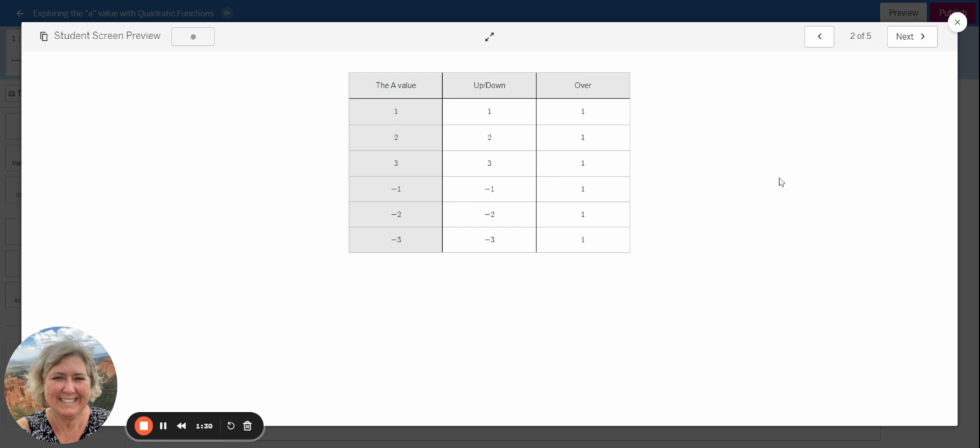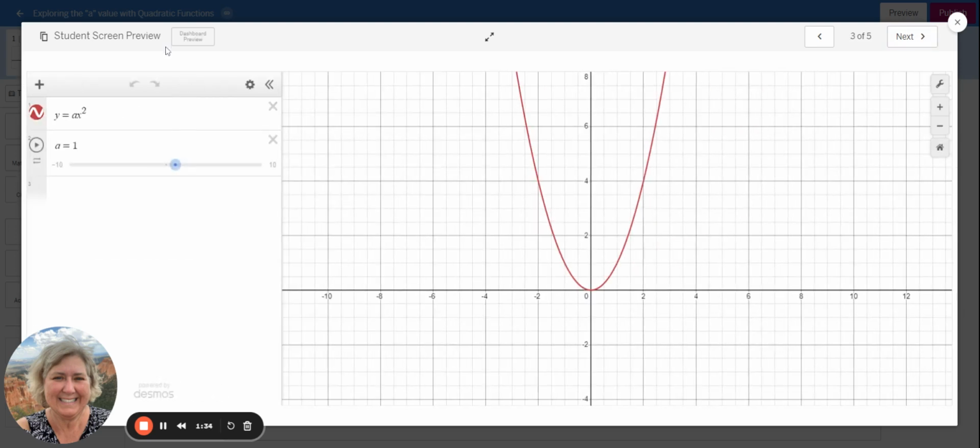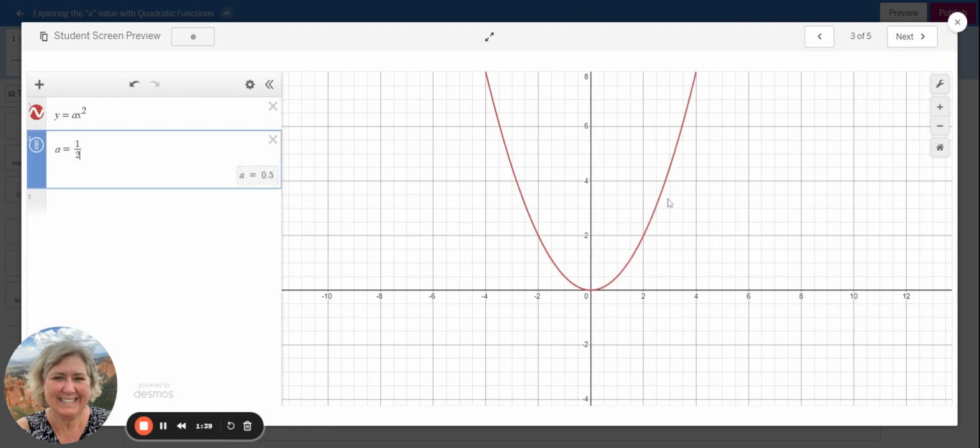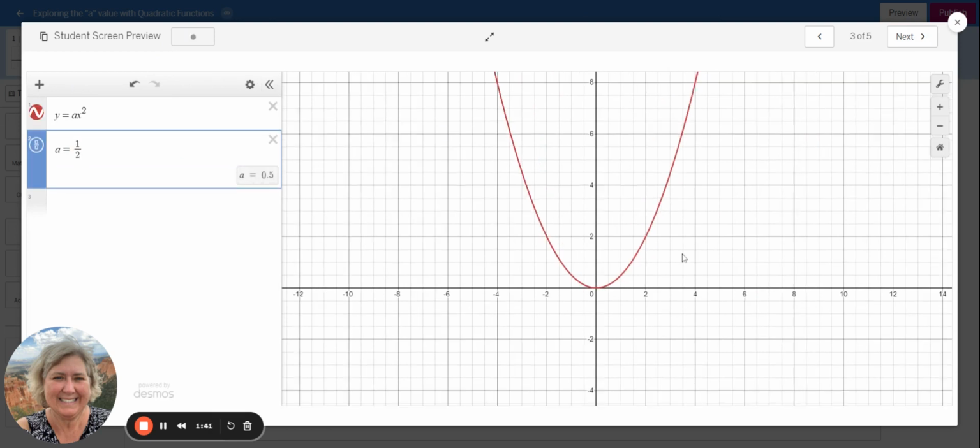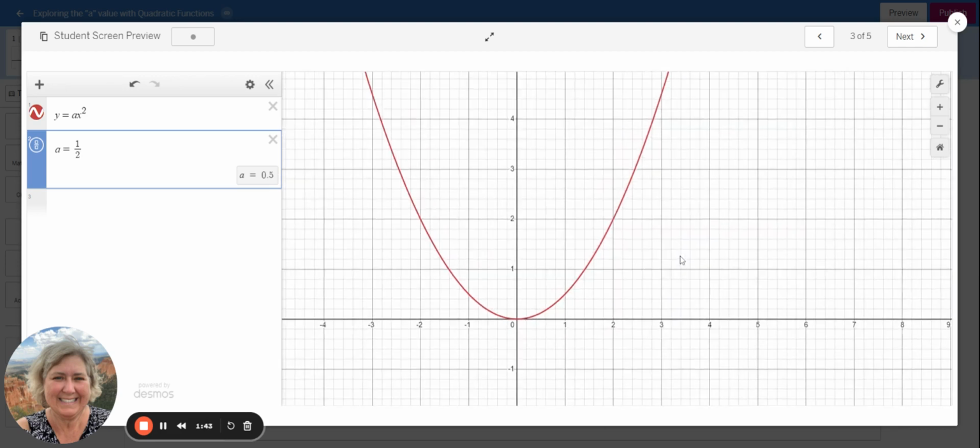But then what happens when I do fractions? Because fractions don't work that way. So here I'm going to put a 1/2, and you'll notice it did not go up 1 over 2. That did not work. And so what did it do? From the vertex to its next point up here, it went up 2 over 2.